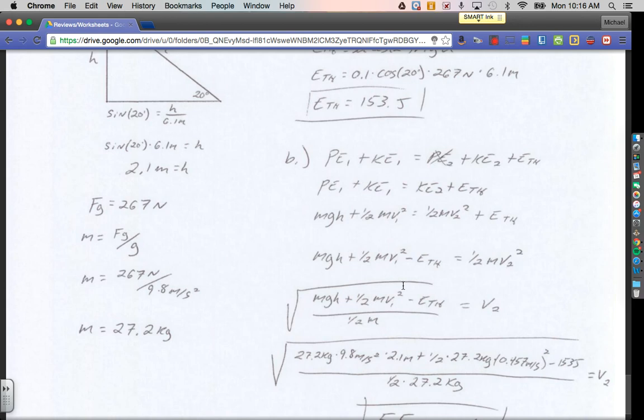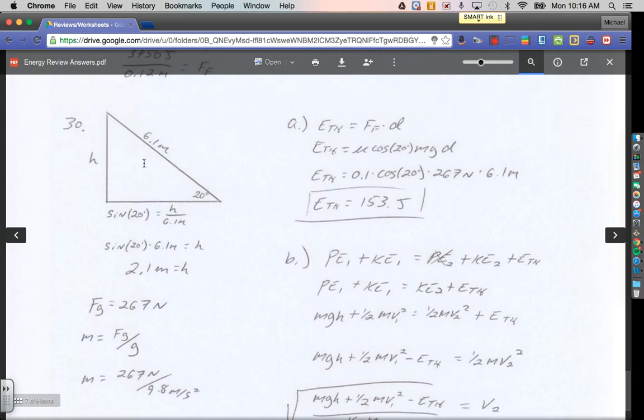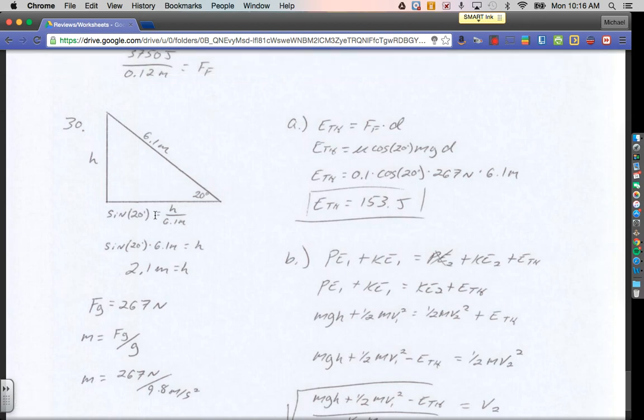We do not have all of our numbers though. We don't have how high the slide is. We knew the hypotenuse was 6.1, we knew the angle was 20, the problem never gave us the height, so we're definitely going to have to get that. How am I going to do that? I have the hypotenuse. I'm looking for the opposite side. So I'm going to do the sine of 20 degrees equals opposite over hypotenuse. And when I multiply 6.1 over, I get the slide is 2.1 meters high.